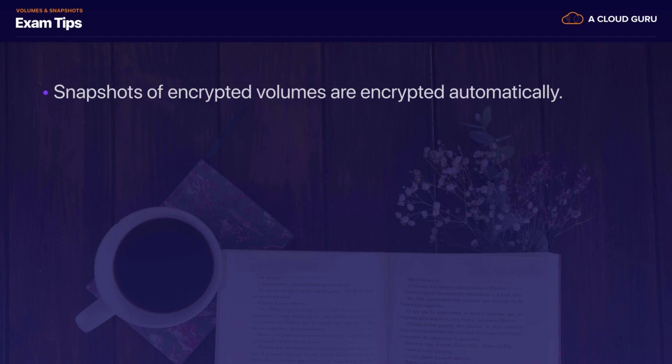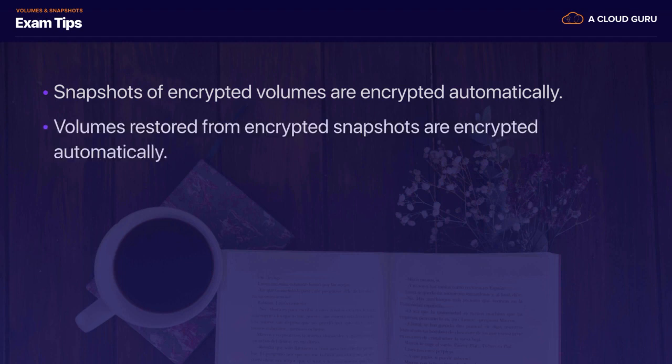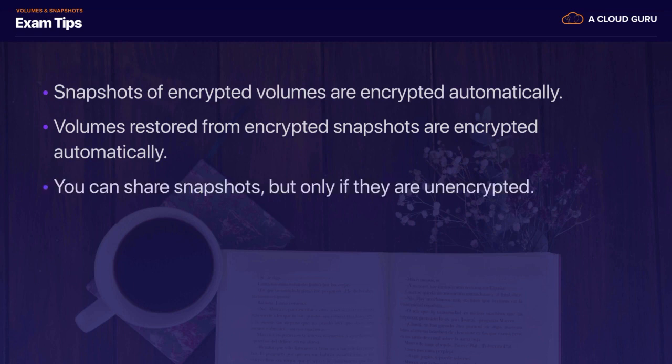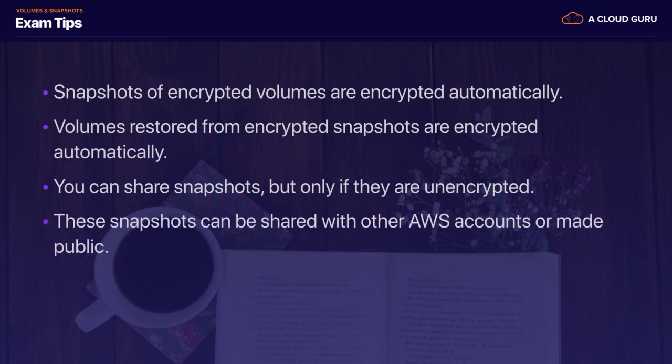Just remember that snapshots of encrypted volumes are encrypted automatically. So if you do take a snapshot of an encrypted volume, it's going to be encrypted automatically. Volumes restored from encrypted snapshots are encrypted automatically as well. You can share snapshots, but only if they are unencrypted. And these snapshots can also be shared with other AWS accounts or made public, but they have to be unencrypted.